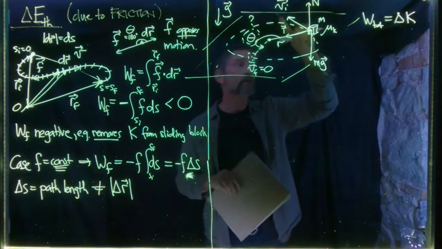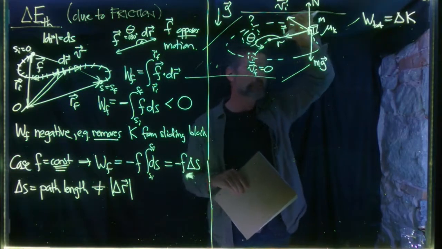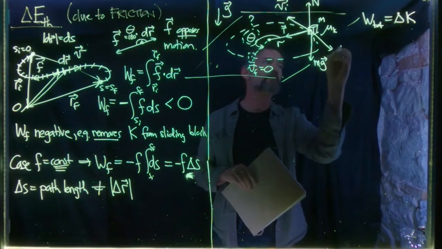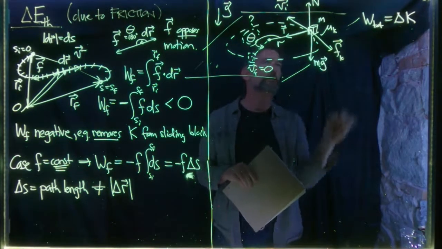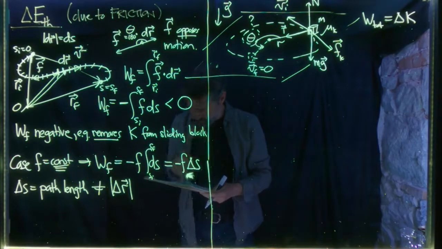So the motion is that way. The kinetic friction that the table exerts on the block will be exactly opposed to the velocity. So it'll be coming back like this, tangential to the circle, but directly opposing the motion. So it looks like that. So we have one, two, three, four forces acting on that block.